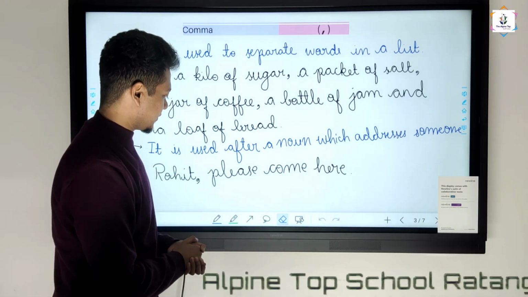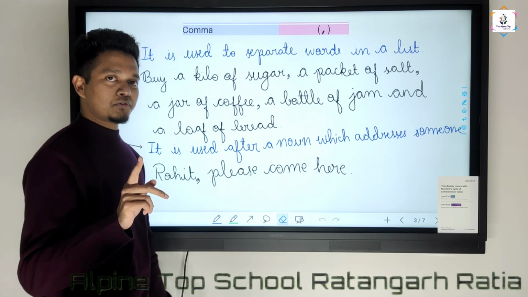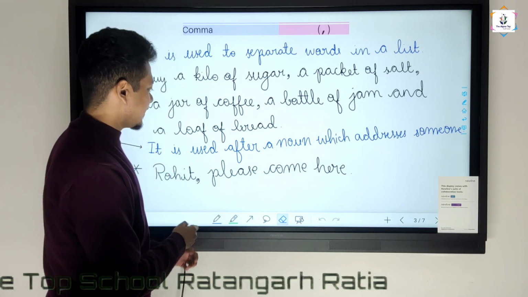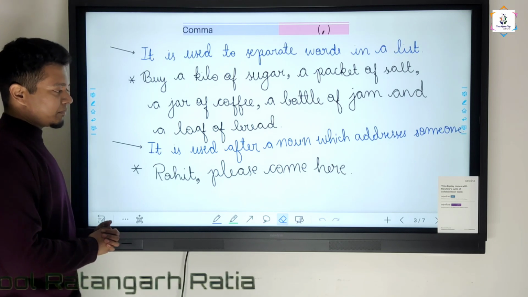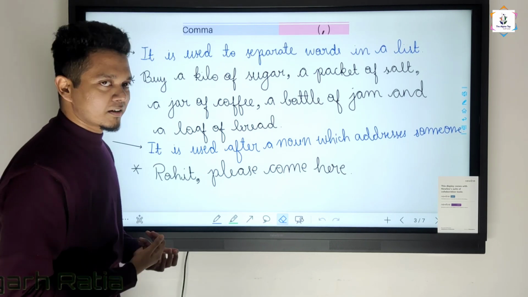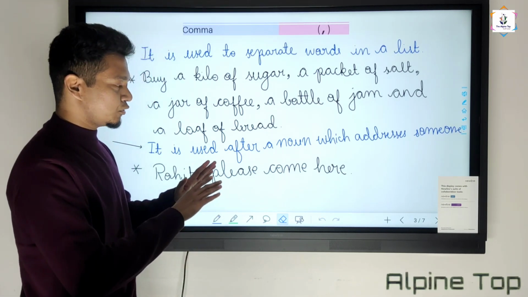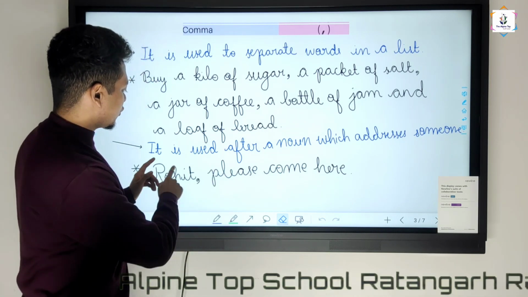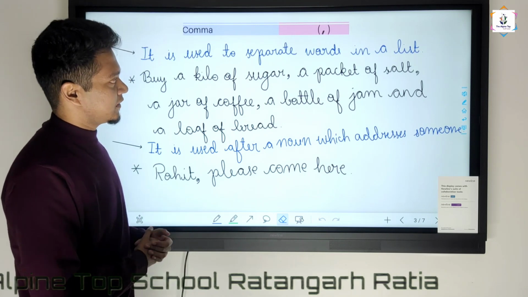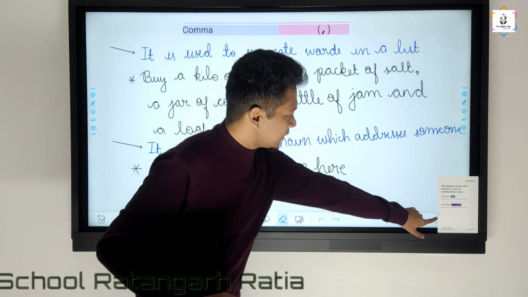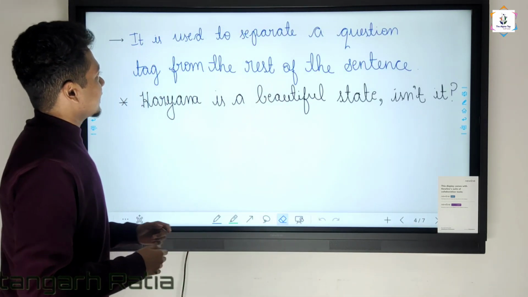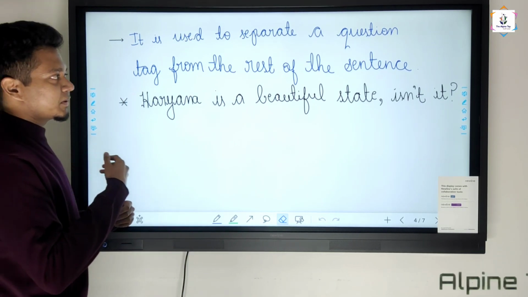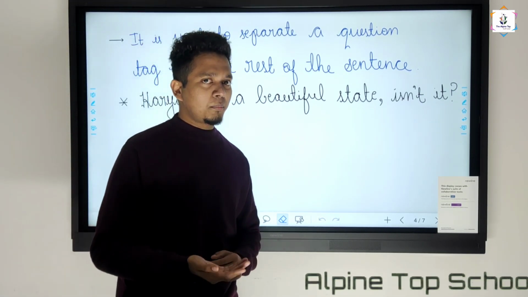It's the name of a person and we often use a comma after a noun. For example, we will not say Rohit please come here. No, we will have to wait. We have to give a small pause. Rohit, please come here.